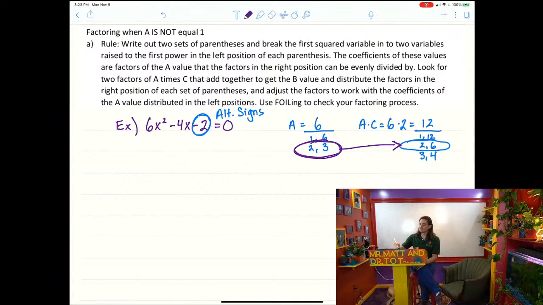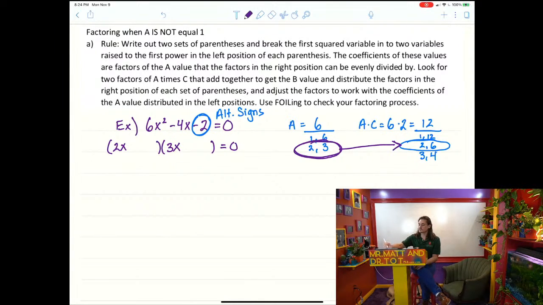So in order to factor now, I start the same way. I'm going to just draw my parenthesis pairs. But now I need to assign x values with coefficients of 2x and 3x based on my determination of which factors of A are workable with my factors of A times C. Or in other words, which factors of A can be divided into the factors of A times C.